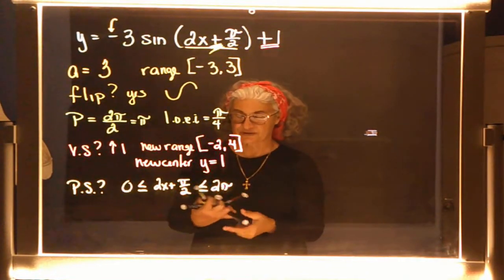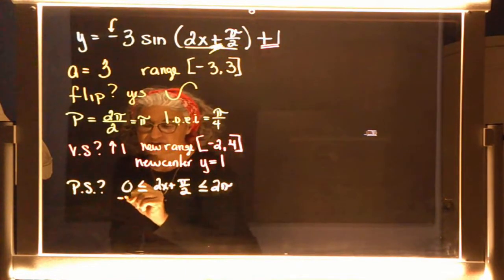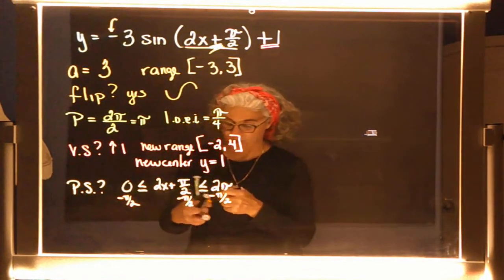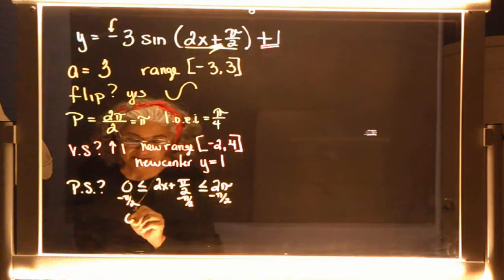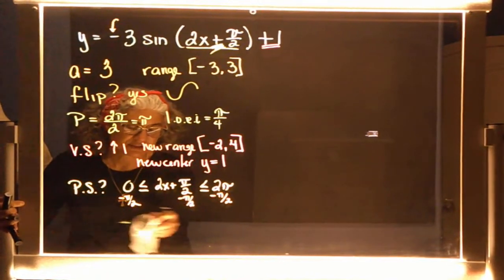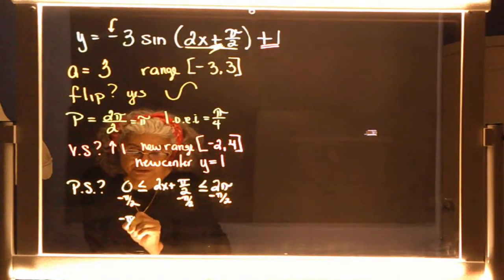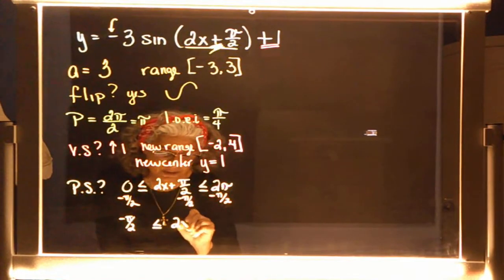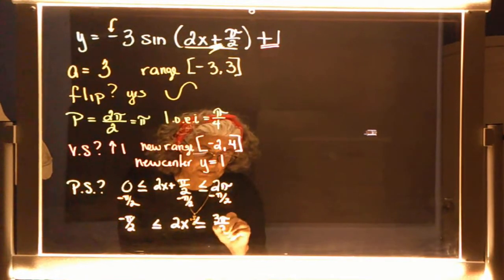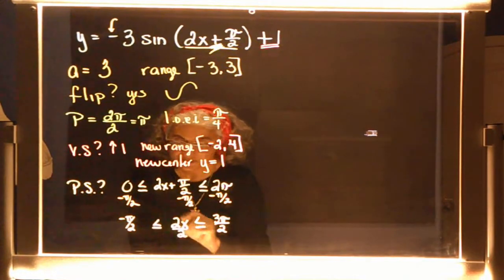So first things first, I have to solve for x. Good. So you subtract the pi over 2 from everything, don't you? Which means I have 0, pardon me, not 0. I'm going to have a negative pi over 2, aren't I? So we have negative pi over 2 less than or equal to 2x less than or equal to, good, 3 pi over 2. And then, that's right, you got to divide by 2, don't you?